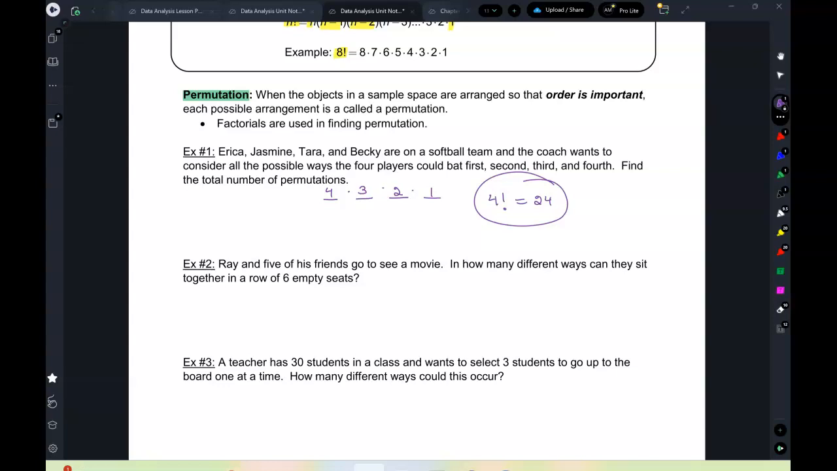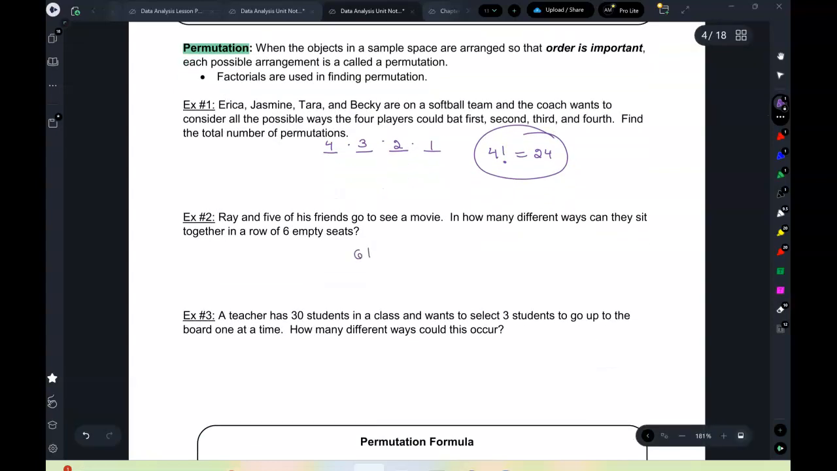Okay, so Ray and 5 of his friends, 6 people total, go to see a movie. In how many different ways can they sit together in a row of 6 empty seats? So now there are 6 people, right? So imagine if you label them 1 to 6, one way is they're sitting 1, 2, 3, 4, 5, 6. Another way is they're sitting like 2, 3, 4, 1, 5, 6 or something, right? So there are many, many possibilities. Well, this is a classic factorial. This is 6 factorial, which is 720.